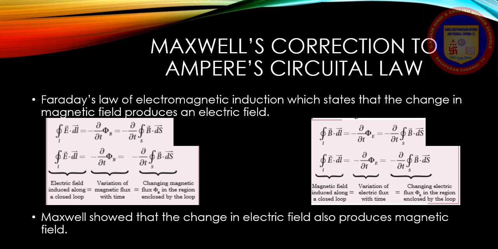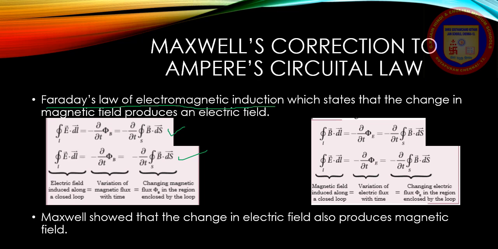Maxwell's correction to Ampere's circuital law. Faraday's law of electromagnetic induction states that a change in magnetic field produces an electric field. Mathematically, we can show that the closed integral of E dot dl is equal to minus dou by dou t of phi B, which is equal to minus dou by dou t of the integral over surface S of B dot dS.